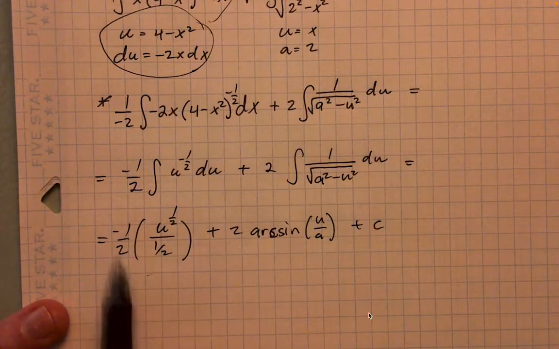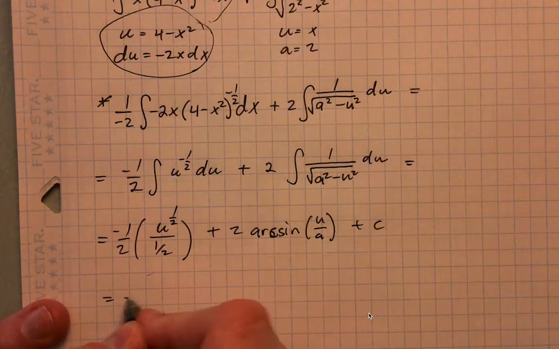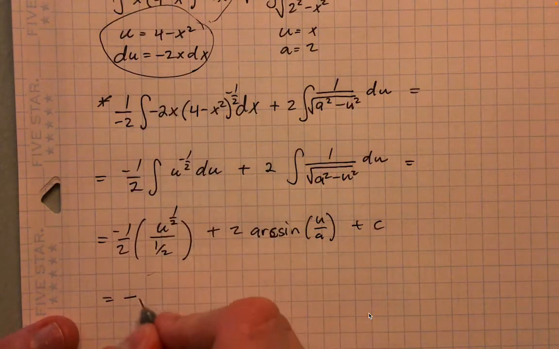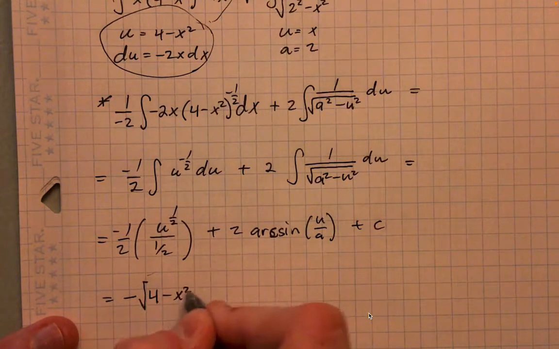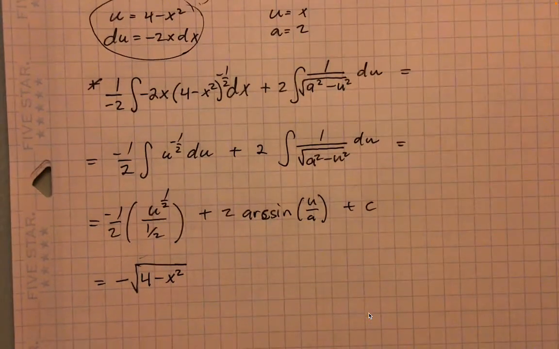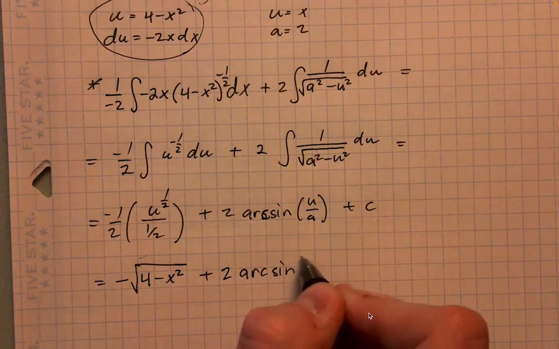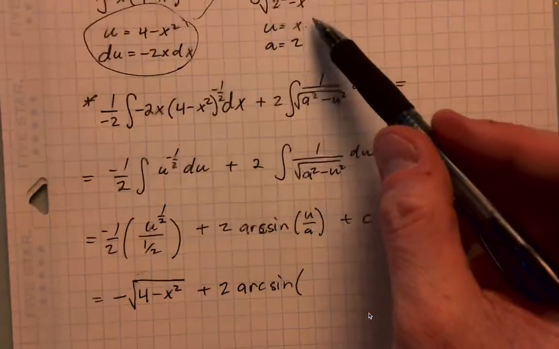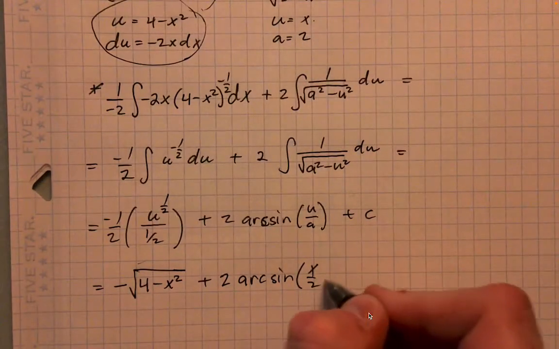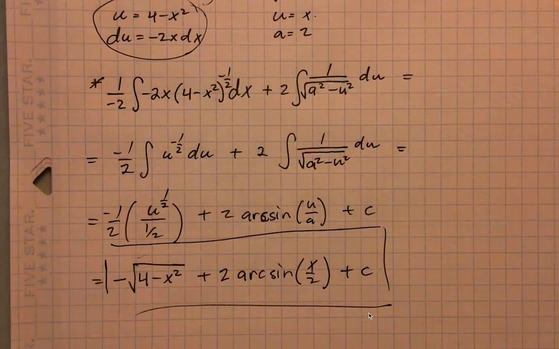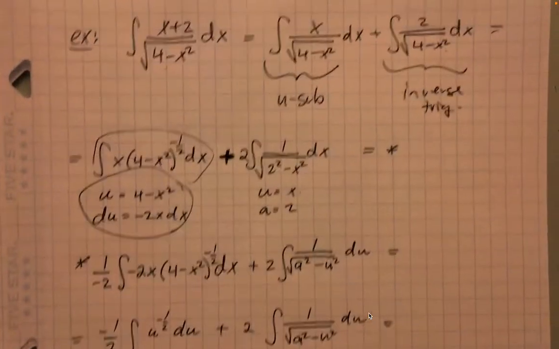And so then this can be cleaned up, and it'll be equal to negative u, which over here is 4 minus x squared, that's a square root. And then over here we're mostly done, plus 2 arc sine of, and then u over here was x, a is 2. Perfect. There we go. So that's the final answer for that example.